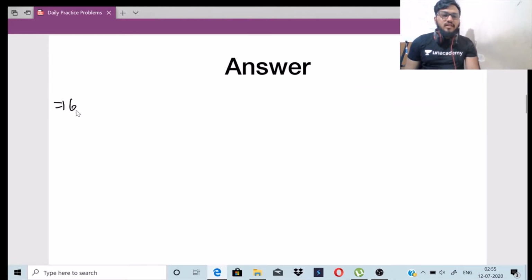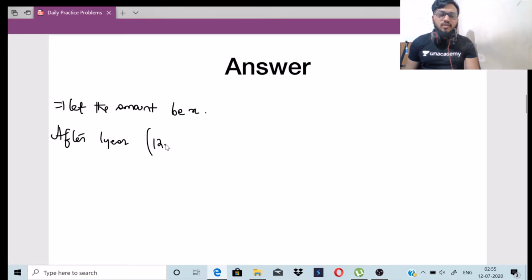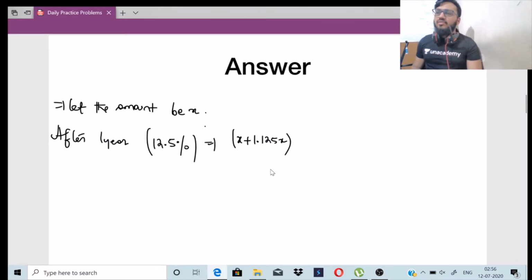First thing, let the amount be x. After 1 year, what is the first year's interest? It is 12.5%, right? So after 1 year, how much will be the total amount coming out? It will be x plus 0.125x. 12.5% means 0.125, right?